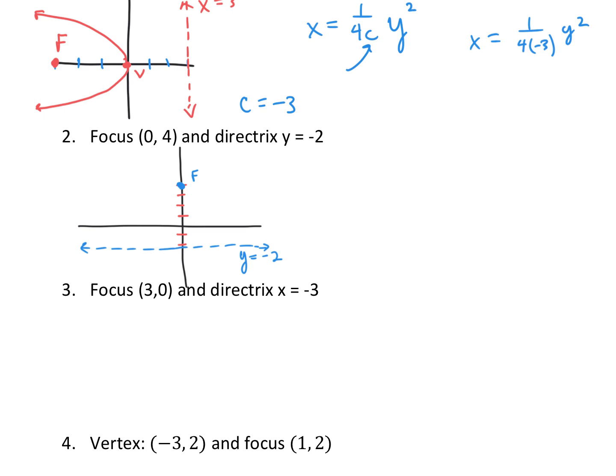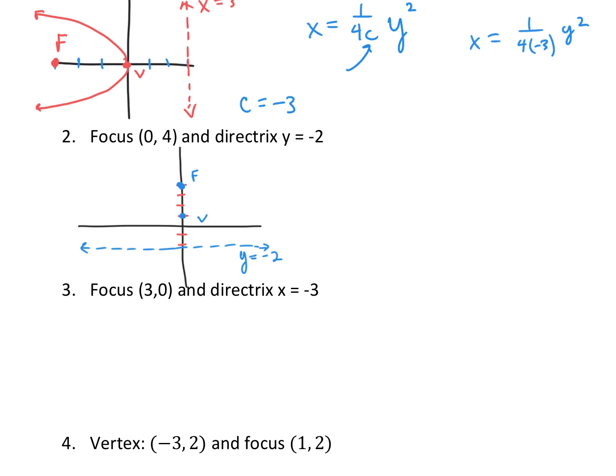Okay, now we're going to fill in the vertex. The vertex is halfway between the focus and the directrix, right in the middle. So I just want to count and see, how far away is the focus from the directrix? I can see it's 1, 2, 3, 4, 5, 6 units away. If we cut that in half, 3 units, the vertex will be 1, 2, 3 units from either one. So that's going to put the vertex right there.